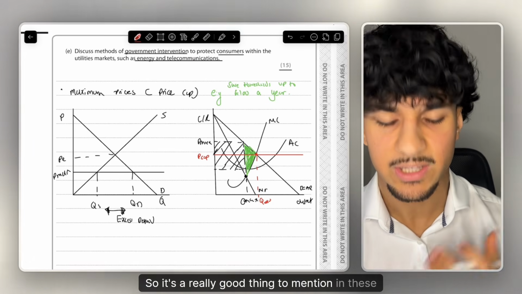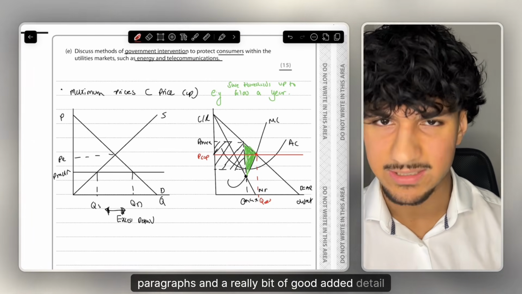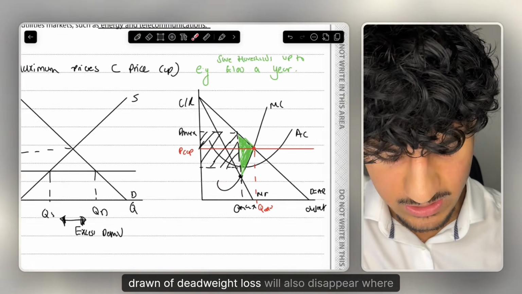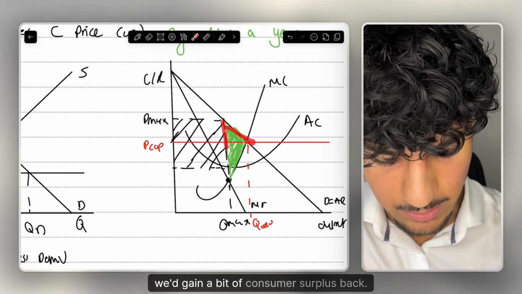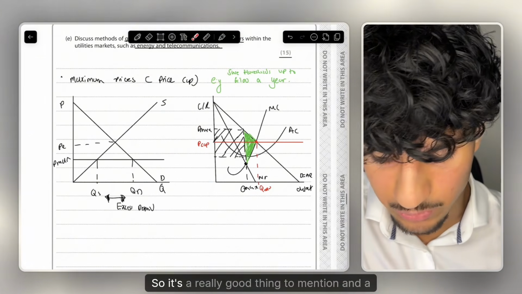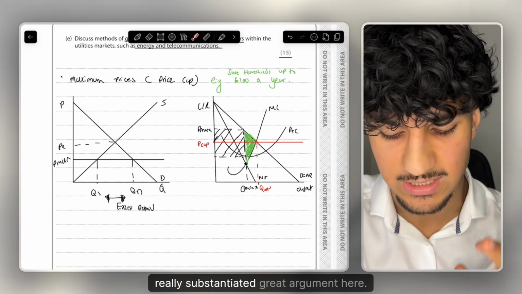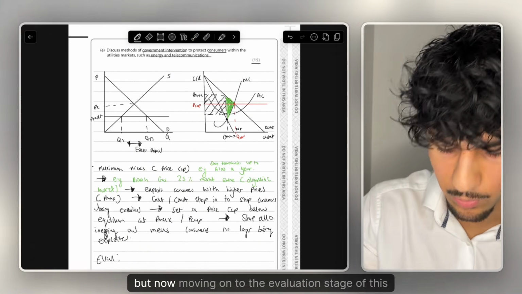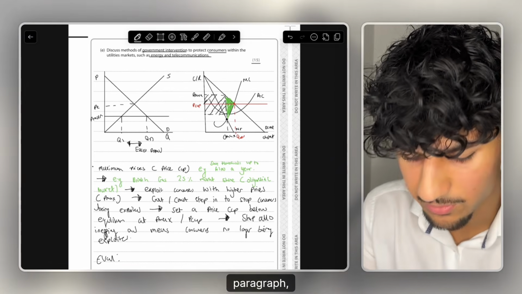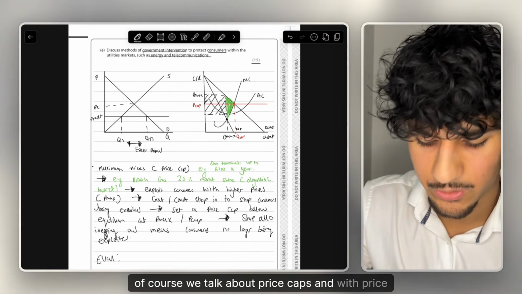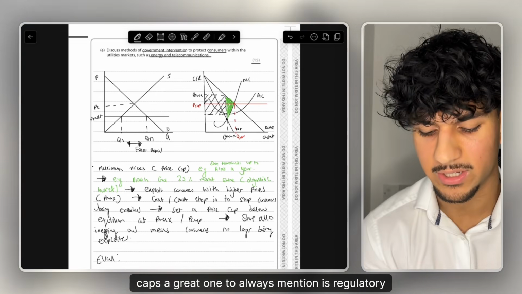So it's a really good thing to mention in these paragraphs, and a really good bit of added detail you could mention here. And this also means this green triangle we've drawn of deadweight loss will also disappear, where we'd gain a bit of consumer surplus back, and then the deadweight loss would itself disappear. So it's a really good thing to mention, and a really substantiated, great argument here. Okay, so I've written most of that up, but now moving on to the evaluation stage of this paragraph, I am going to mention, of course, we talk about price caps, and with price caps, a great one to always mention is regulatory capture.